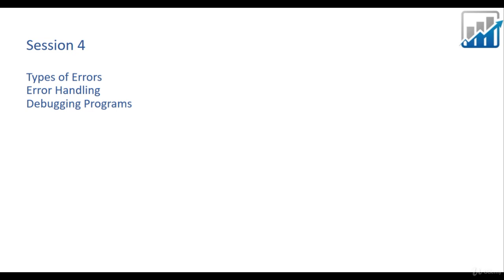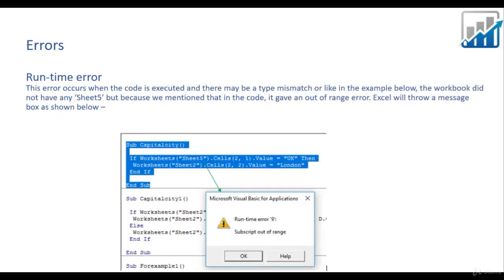So, let's get started with the first topic, which is different types of errors. Now, in VBA, errors can mainly be classified into three different categories. So, the first one is called the runtime error. The second one is compile error, and the third one is logical error.